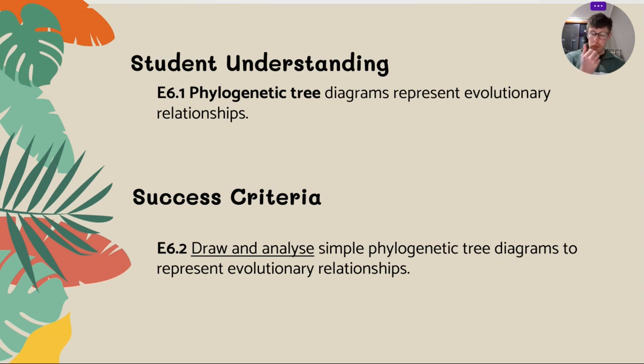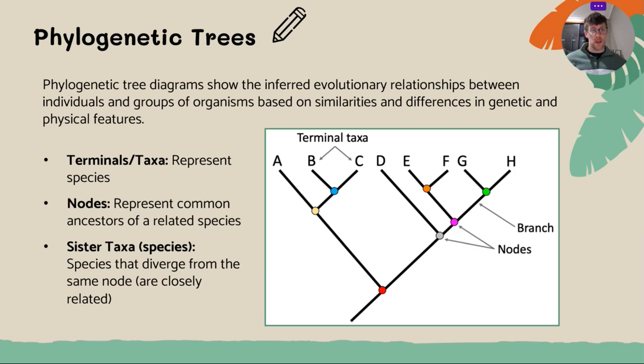So a phylogenetic tree, this is something that seems relatively simple, but it's really important that you understand the key terminology that we use to be able to classify organisms and to be able to create these phylogenetic trees. This whole tree is able to show us the inferred evolutionary relationship that exists between individuals or organisms based on similarities and differences in the genes and their physical features.